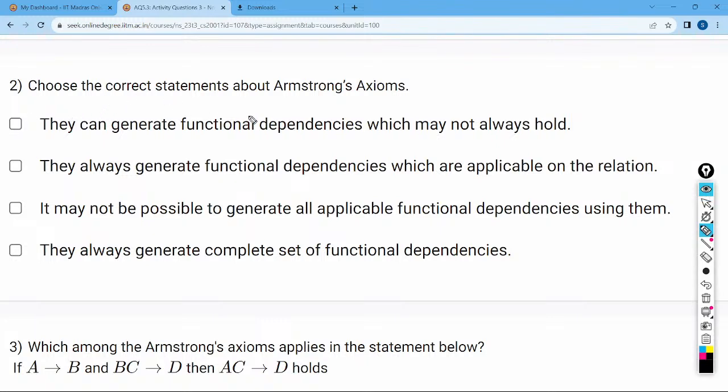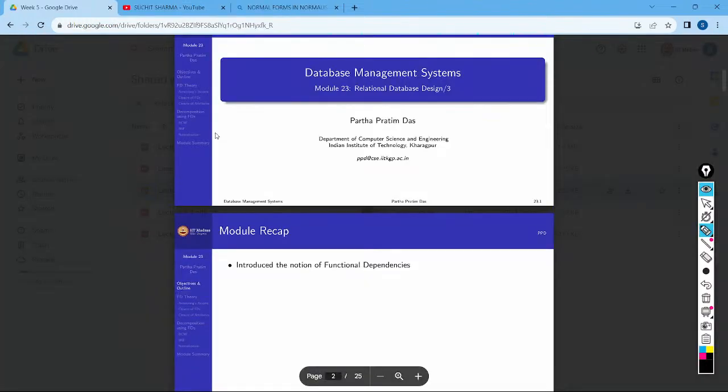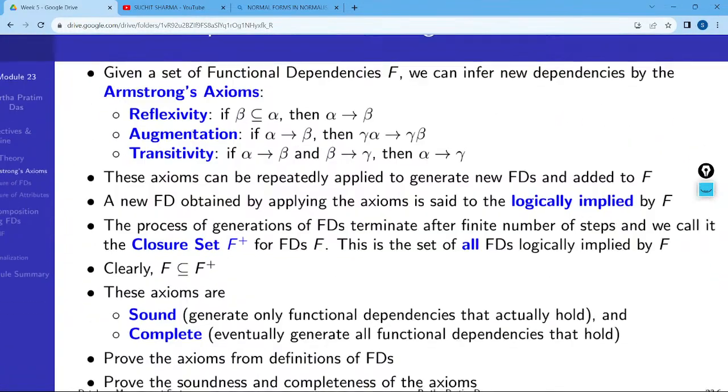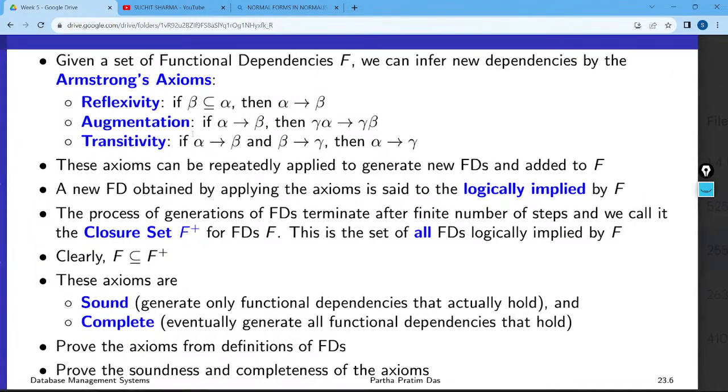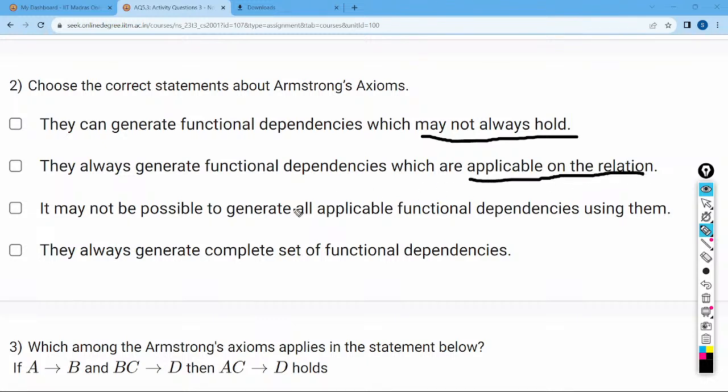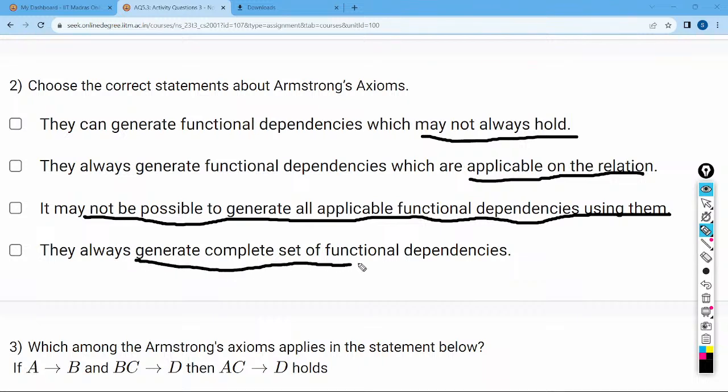Let's go back. Choose the correct statement about Armstrong's axioms. Armstrong's axioms: reflexivity, augmentation, and transitivity. They can generate functional dependencies which may not always hold. They always generate functional dependencies which are applicable on the relation. It may not be possible to generate all the applicable functional dependencies using them. They always generate the complete set of functional dependencies.